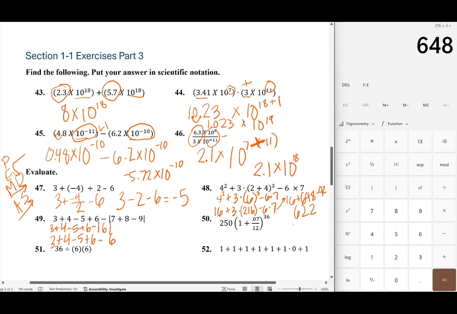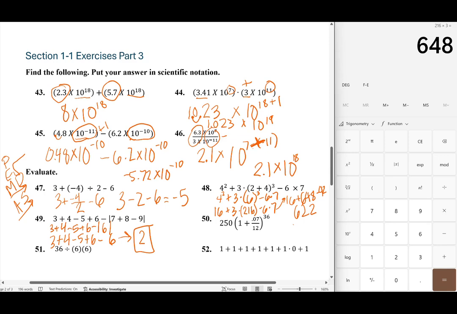And then we're going to go left to right, like it says to do with addition and subtraction. 3 plus 4 is 7, minus 5 is 2, plus 6 is 8, minus 6 is just 2. If you get stuck on that, remember to go left to right. That will help. Now 50 is interesting because it's got a huge exponent. We'll get to that in a minute.